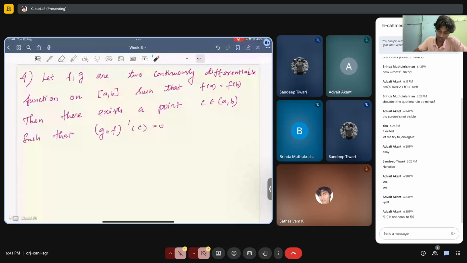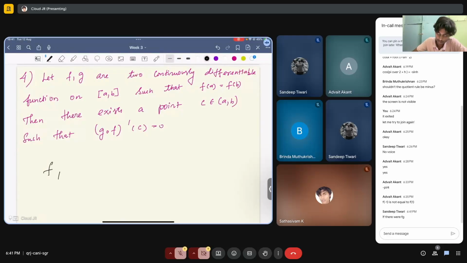Okay, so anyway, let's try to do it here. What we know is I have two functions here, f and g, and both f and g are continuous functions, right? So the composition is also continuous in this interval. Okay. So the first property of Rolle's theorem is satisfied.